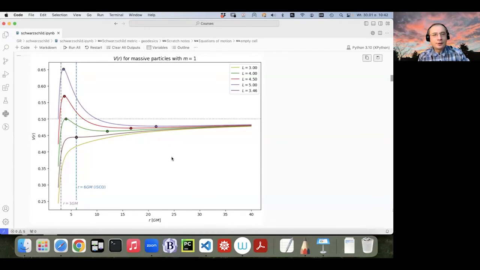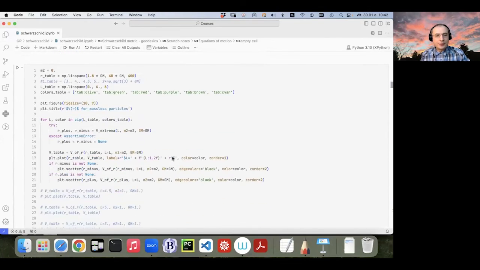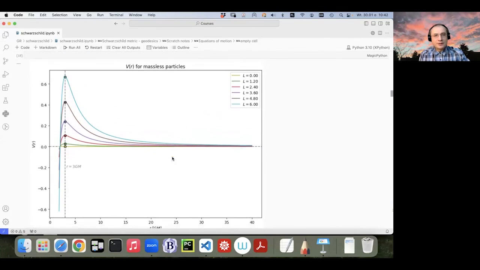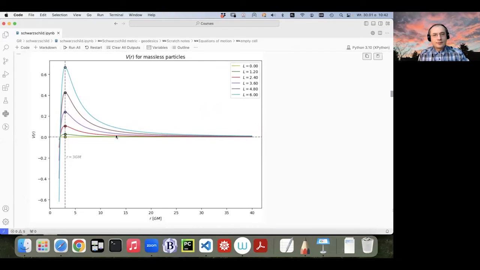I will show you the plot of the effective radial potential for massless particles. So for L equal to 0, this is a flat function. So with no angular momentum, the particle can move radially the way it wants with no obstacles whatsoever. But if it has an angular momentum, then we actually have a potential barrier, which has a maximum always at r equal to 3GM.